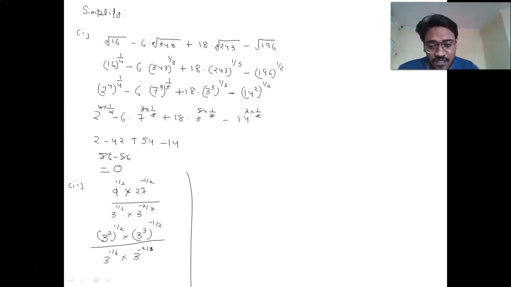See, this 2 and 1 by 2 gets cancelled out. I am directly writing it's 3. This 3 and minus half, when multiplied, will become 3 raised to the power minus 3 by 2, and in the denominator it's 3 raised to the power 1 by 6 times 3 raised to the power minus 2 by 3. See, in the denominator you can check both of these have the same base 3. So in multiplication in the denominator, the exponents can be added by the first law of exponent.